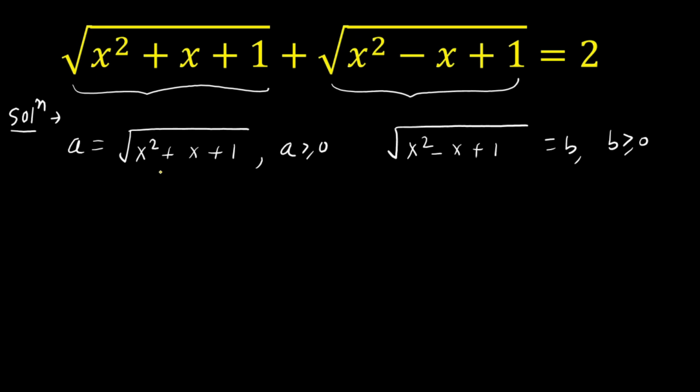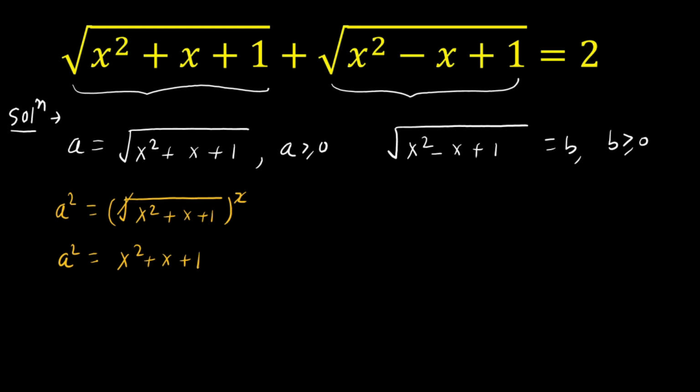Now if we square both sides, then on the left hand side a square equals square root of x square plus x plus 1 whole square. Then this square root is cancelled out by this square, and we get x square plus x plus 1. Let us consider this as equation number one.